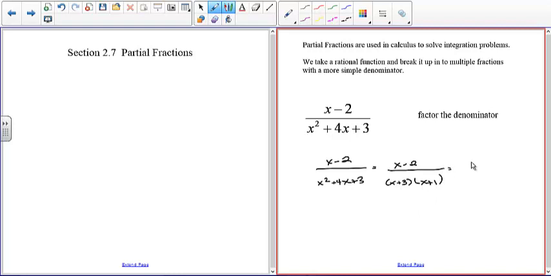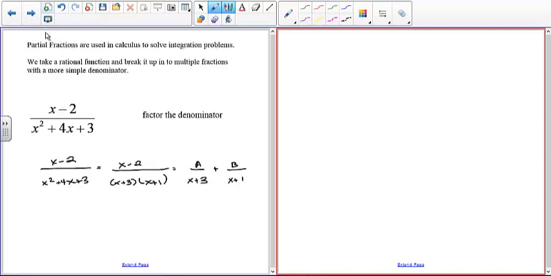What we want to do is come up with 2 simpler rational expressions where one is the first factor and the second is the second factor. And the whole idea is figuring out what a and b are to make this happen. Really what we're doing is finding a common denominator, putting this back together, and then figuring out what a and b are to make the numerators of the combined fraction equal.